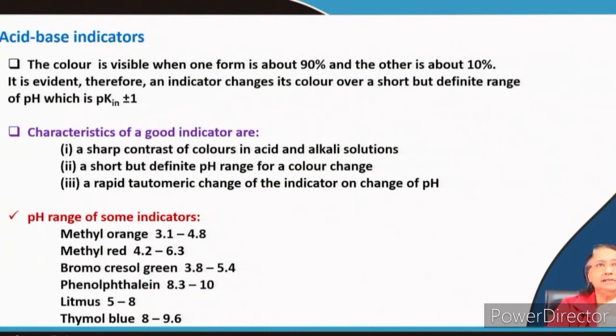Each indicator has its characteristic pH range where it changes its color, and that is coming from here only. So, 3.1 to 4.8, this is the range for methyl orange. For methyl red, 4.2 to 6.3. So, there are different ranges where it changes the color. For phenolphthalein, 8.3 to 10.